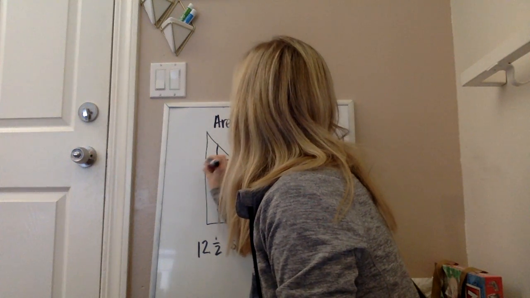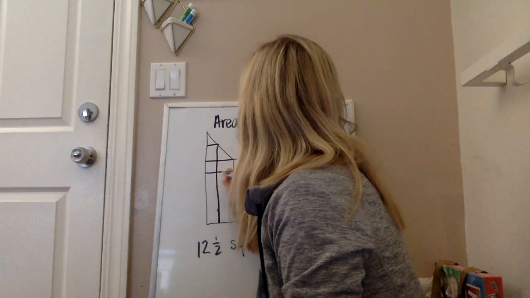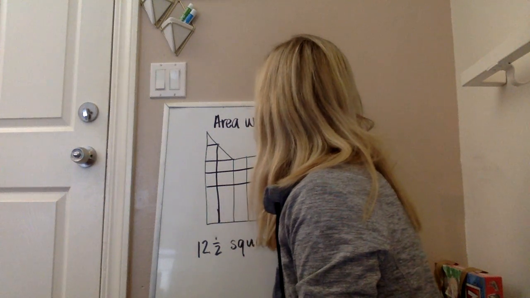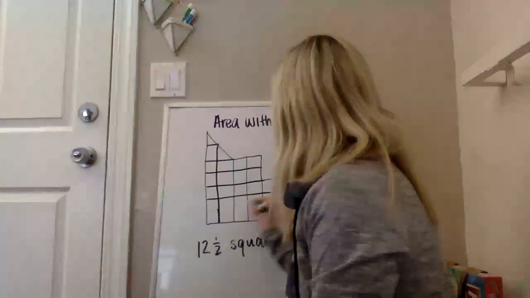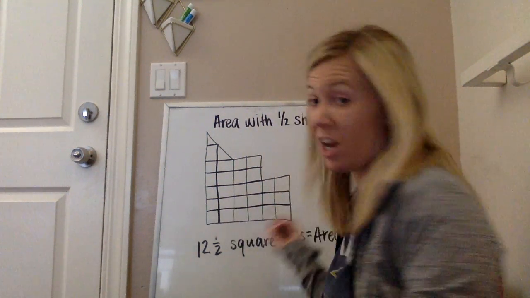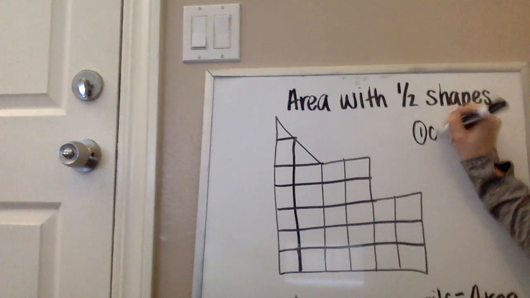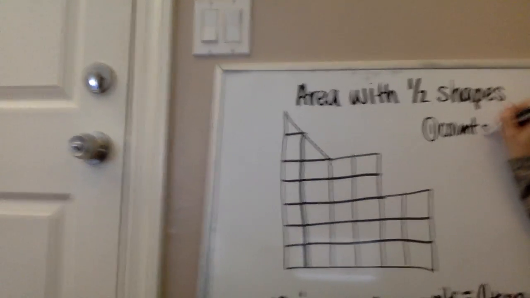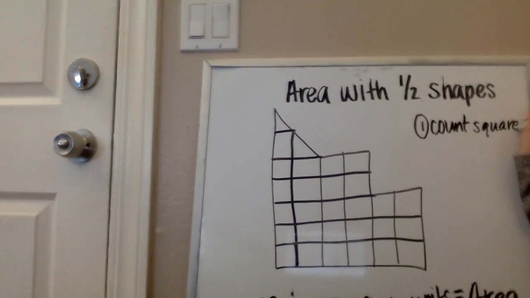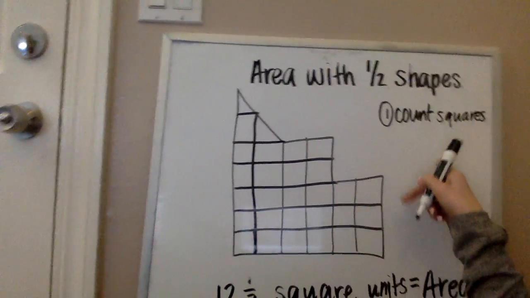We have that. And sometimes, like I said, the fun part is just drawing out your shape. So the first step you always want to do is count squares because those are not going to change. So always count your squares.